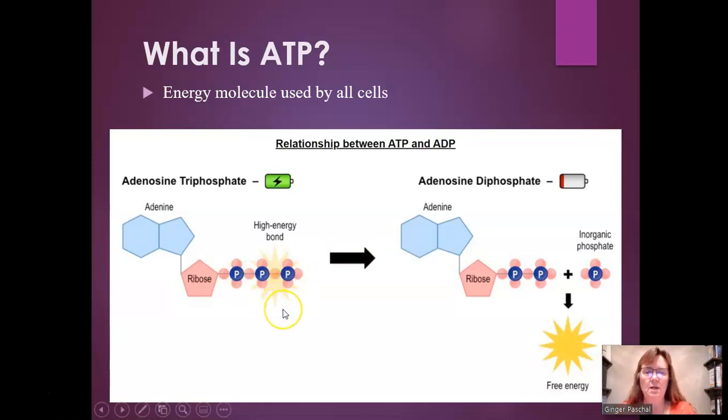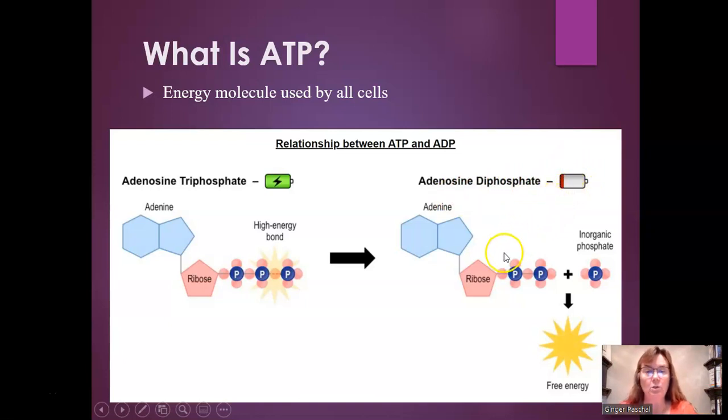Now what happens is when the cell needs energy, it will break one of these phosphates off of this adenosine triphosphate, and we will get adenosine diphosphate. And it's adenosine diphosphate because it has 2 phosphate groups. And when that happens, energy is released, and that energy can be used by the cell. So adenosine triphosphate is like having a full charge on your battery. Adenosine diphosphate is like having a battery that's running out of energy.